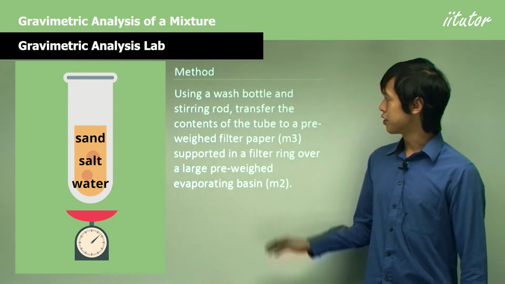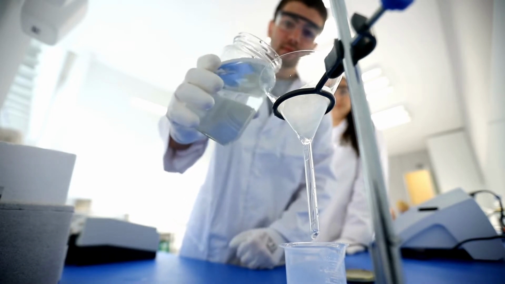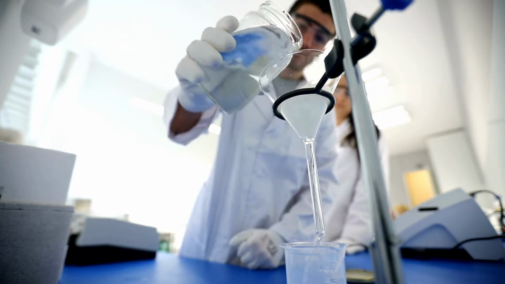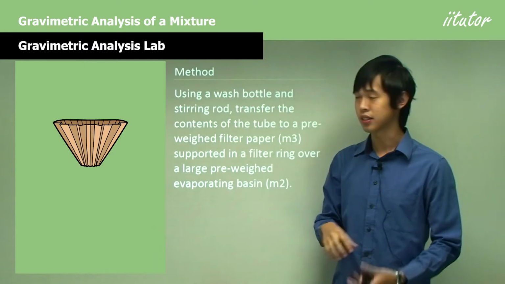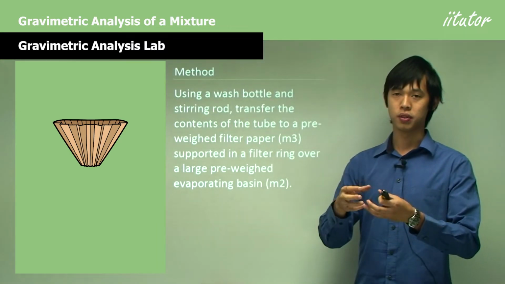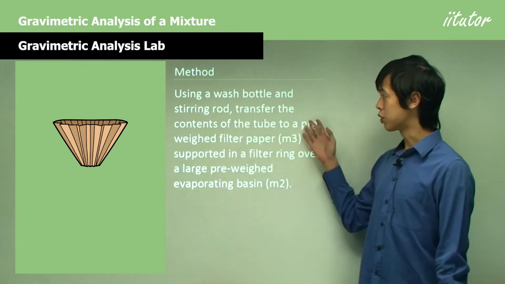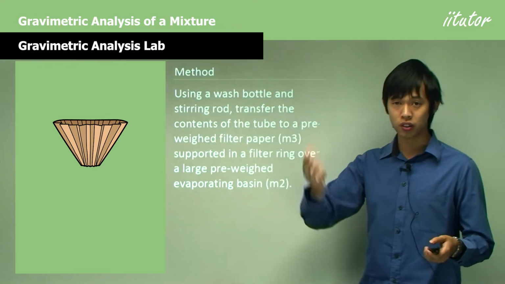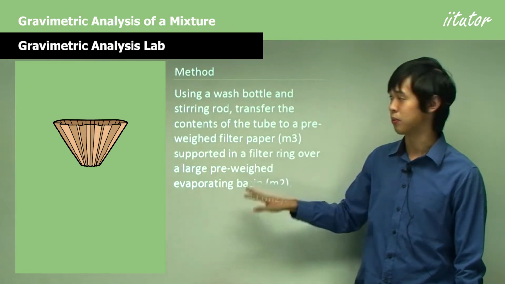So using a wash bottle and a stirring rod, we transfer the contents of the tube to some filter paper. So what we want to do here is we had a tube full of sand, salt, and water, and then we poured it onto a filter paper. See that in the top of each of the filter funnels, we see some white paper looking stuff. That's the filter paper. Why we want to do that is because we can filter all the water from the sand, and that way we can measure how much sand we've got. Okay, so that's what we want to do. And the reason we need a wash bottle is because we need to make sure that all of the mixture gets into the filter paper and none is left in the test tube down the bottom. That's why we need the wash bottle.